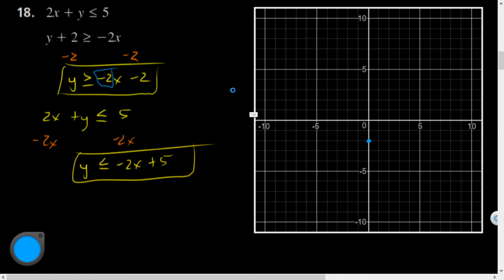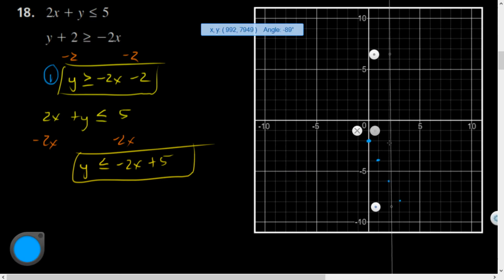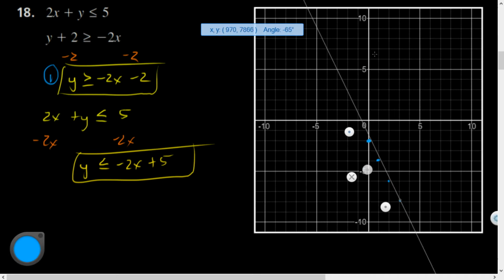Slope is -2, so I go down how many? Down 2 over 1. -2 is the same as the fraction, -2 over 1. And then I can do that again. Down 2 over 1, down 2 over 1. Is this first line, I'll call this my blue line, solid or dashed? It's solid because it includes the equal part, right?